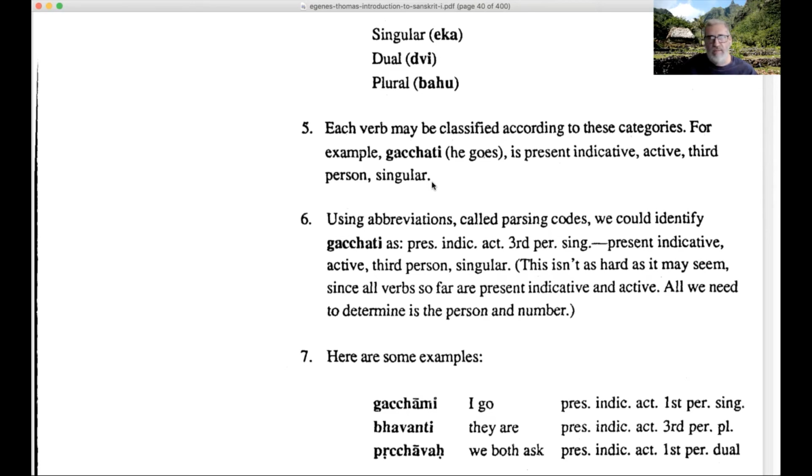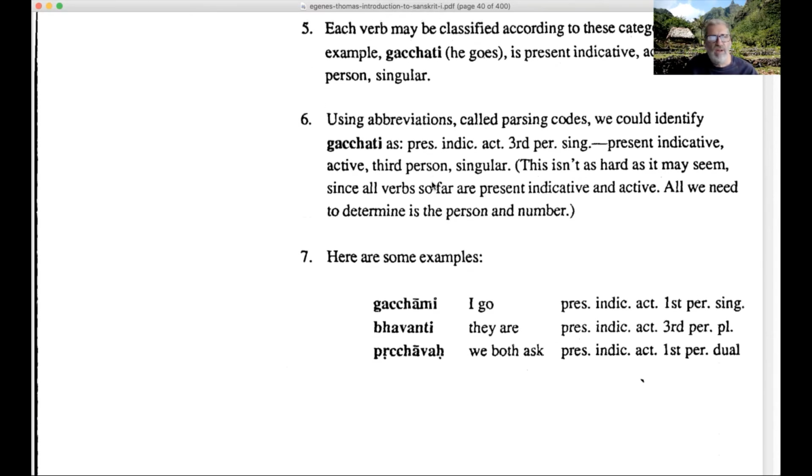If I say to a student, please parse the word gachati, then I am asking him to tell me what gachati is. Gachati is the root gam changed into the stem gach, adding the active endings of the present tense, third person singular, so it becomes gachati. Sounds complicated. It's really not that complicated. If your eyes are glossing over and you're thinking, oh my God, this is so complicated, don't worry about it. It's actually quite simple. You just learn a little paradigm.